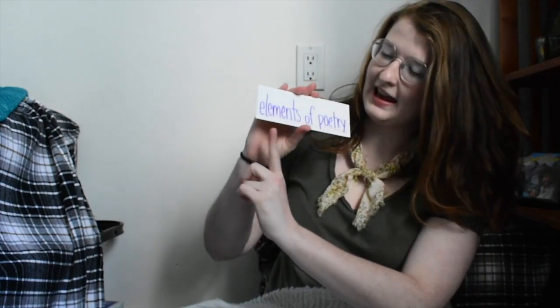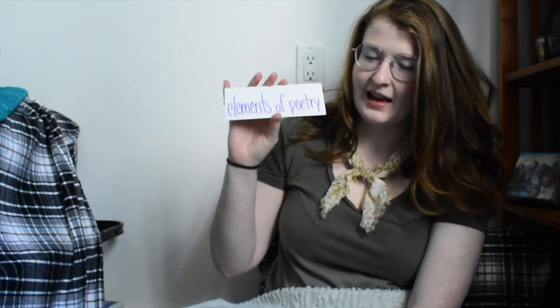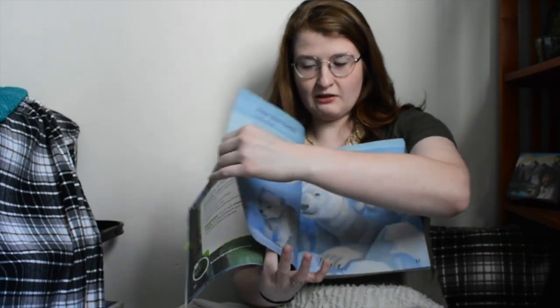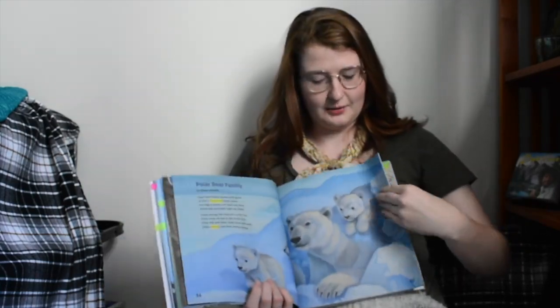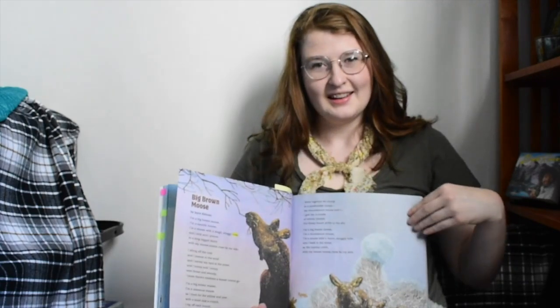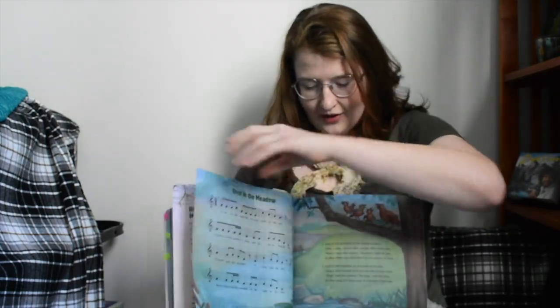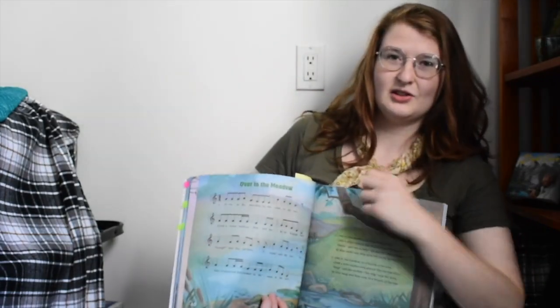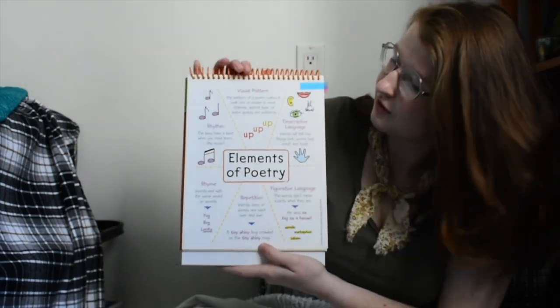Today we're looking at elements of poetry. Elements of poetry are all the different things that you might find in a poem that makes it a poem. So we're going to be connecting it to our story At Home in the Wild today, which is a collection of poems about different animals living in the wild. They're really great and they all follow some different features of poetry. Even this one tells you the tune of a song. So let's review what elements of poetry are.